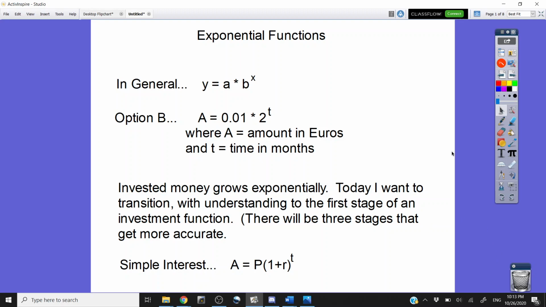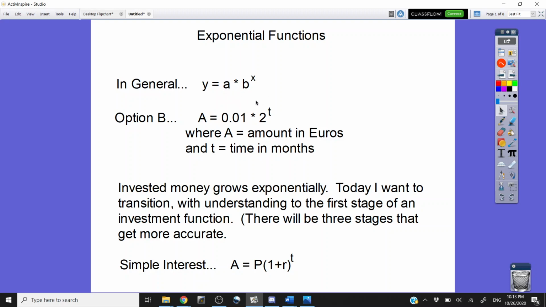So that said, I wanted to talk a little bit about some of the things that you saw yesterday. Yesterday, option B is an exponential function. And so today we're going to continue talking about exponential functions. I'd like you to know that in general, they look like this. And so we have y equals a times b to the x power. By order of operations, we have to evaluate b to the x power first, and then we would multiply by a.